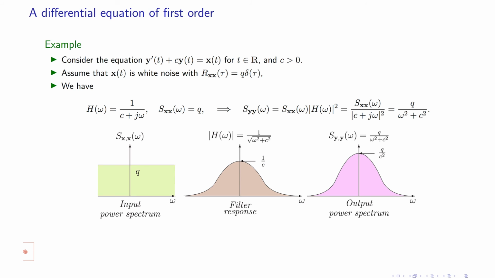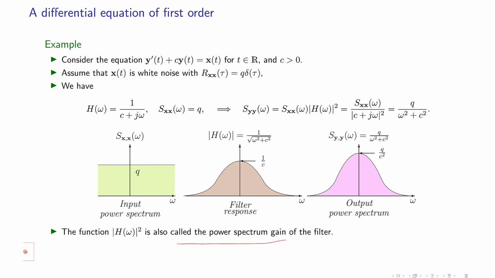And then the output power spectrum is equal to this one. So you can calculate. Remember that at omega equals c, here you get 1 over square root of 2c. But this is not power gain, this is the magnitude. Power gain means you put the power of 2 here, so you don't have this square root here. So the power spectral gain of the filter is the gain that is multiplied by the input power spectrum to produce the output power spectrum.